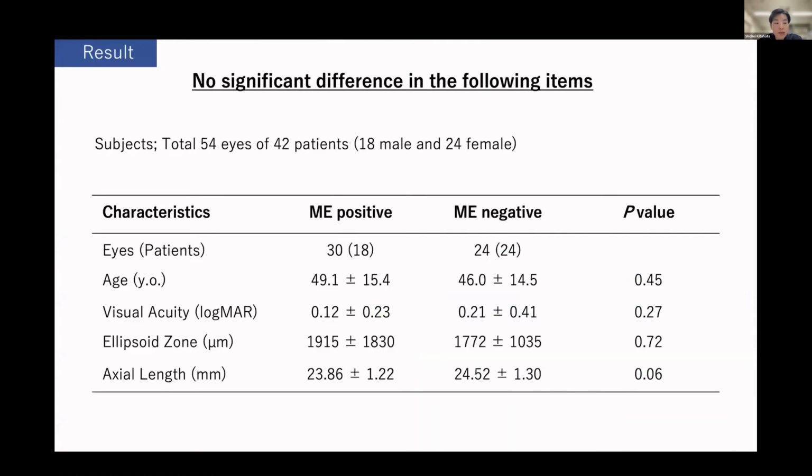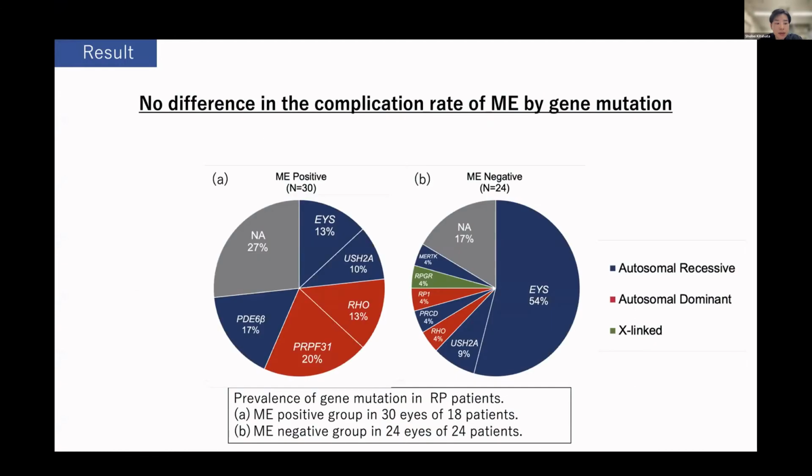The total was 54 eyes of 42 patients. The ME positive group was 30 eyes of 18 patients, and 24 eyes of 24 patients in the ME negative group as a control. There was no significant difference in age, visual acuity, EZ length, or axial length between the 2 groups. The proportion of gene mutations in both groups is shown here. There was no difference in the complication rates of macular edema by gene mutation.